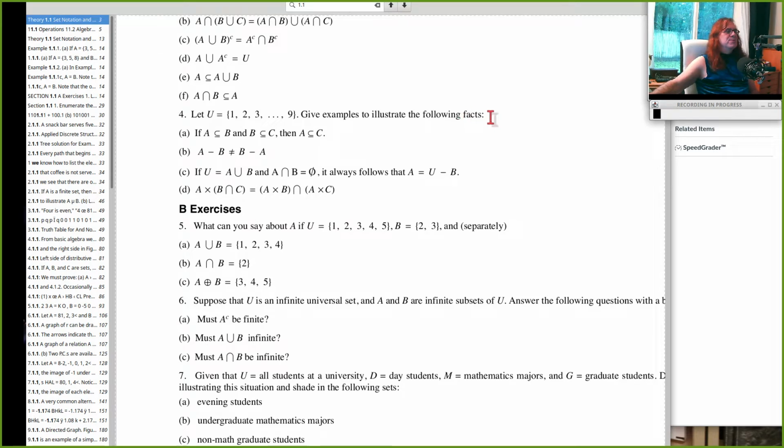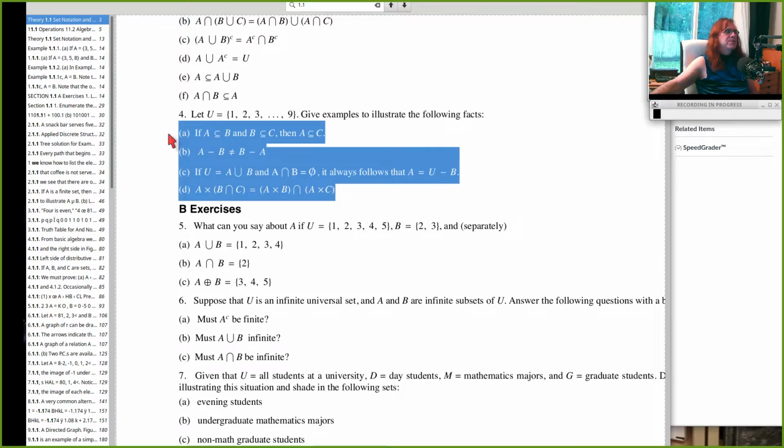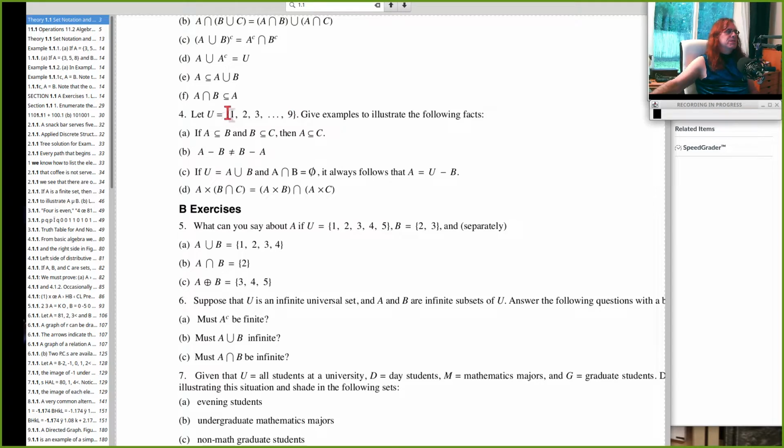give examples to illustrate the following facts. So for example, if the universe that we're working with is just the integers from 1 to 9, and that's the universe for all 4 of these parts, right? So any sets you use for question 4, the elements have got to come from this set 1 through 9. So we're asked to show an example of sets A, B, and C where this and this are true and this is also true.